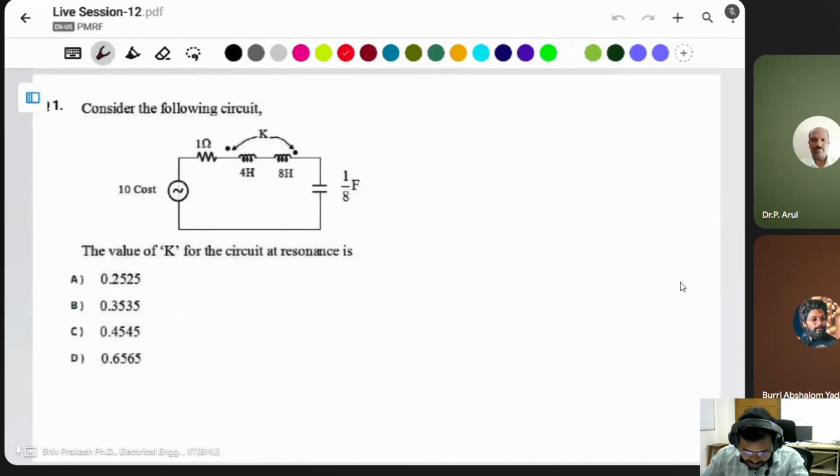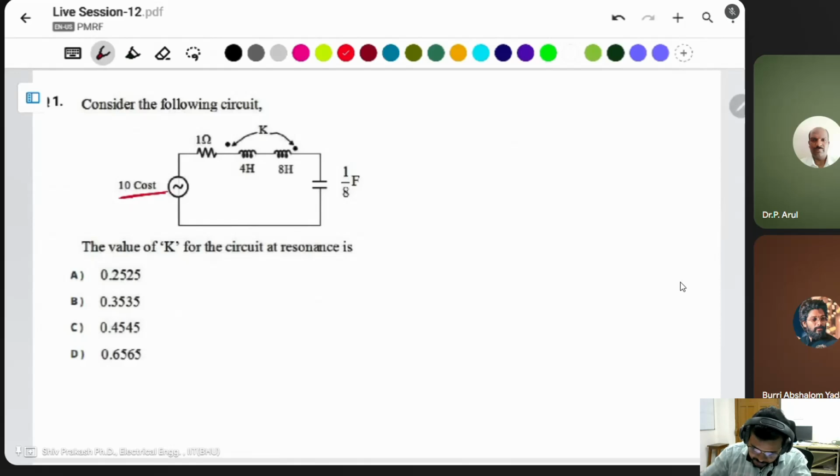Consider the following circuit. Here the input voltage is 10 cos t, and this is an RLC series circuit, but there is a mutual inductance. The independent inductances are 4 Henry and 8 Henry, and there is also a coupling coefficient K. Then we have to consider that and find the value of K for the circuit at resonance condition.